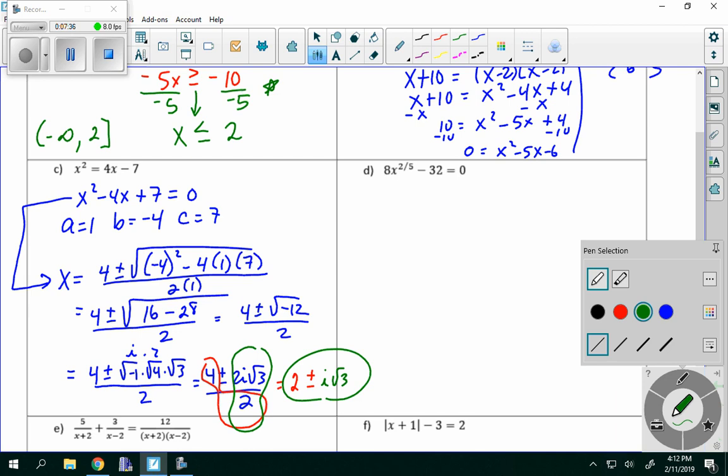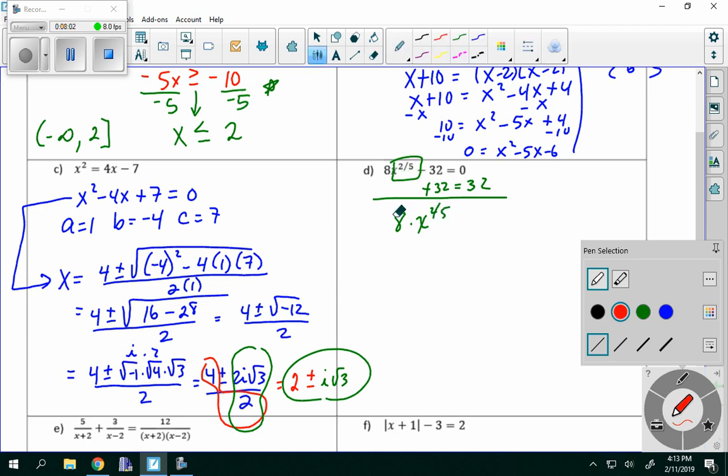This is a radical equation as well, but we've represented the radical as a rational exponent. So your job is still the same. You want to isolate first this term right here. You want to get that all by itself. So you want to add 32 to both sides. And you get 8 times x to the 2/5.